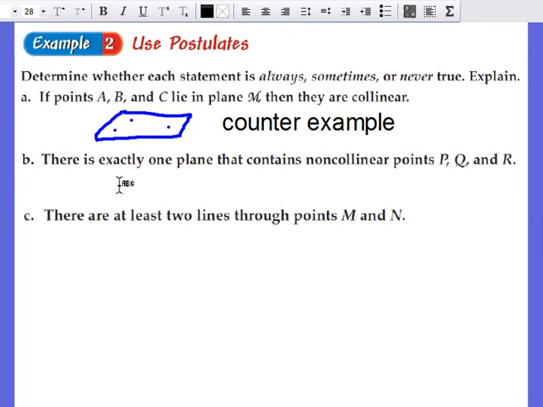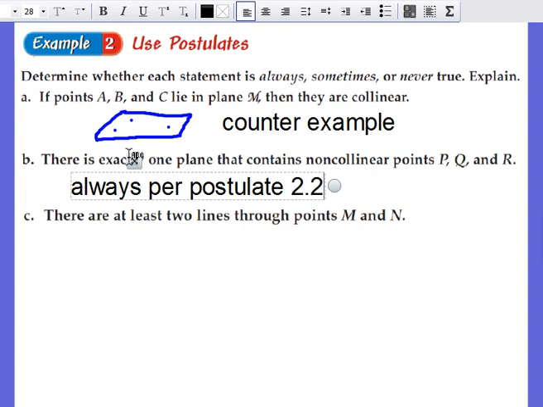Here in B, there is exactly one plane that contains non-collinear points P, Q, and R. That is always the case. It's always the case based on the postulate, which I believe is 2.2. I'm going to put here, always per postulate 2.2. I'm not going to state it out, but it says it right there: through any 3 points not on the same line is exactly one plane. So that's done. And non-collinear basically means 3 points not on the same line.